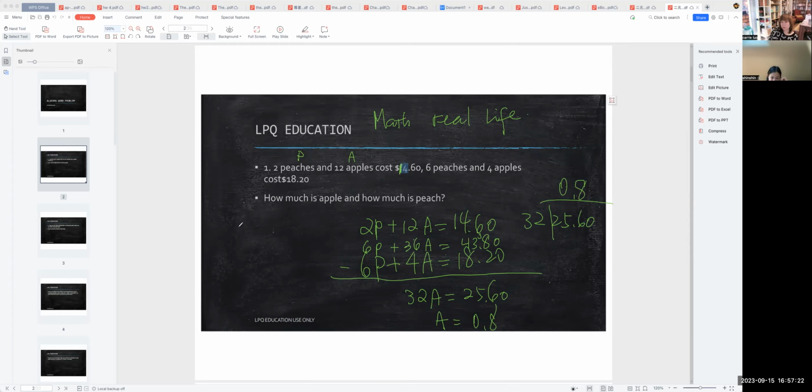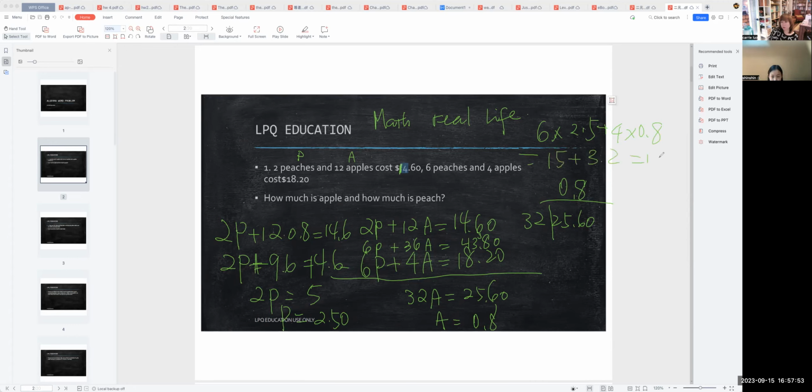So how do we find out the peach? 2P plus 12 times 0.8 equals 14.6. So 2P plus 9.6 equals 14.6. So 2P equals $5. So P equals $2.50. If you want to make sure you get it right, you use 6 times 2.5 plus 4 times 0.8 equals 15 plus 3.2 equals 18.2.